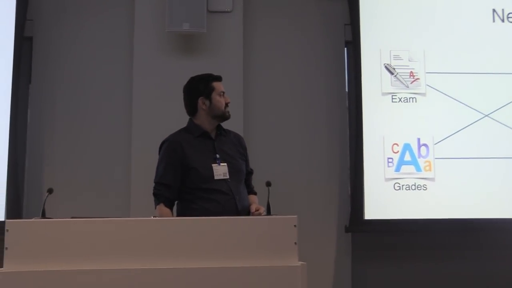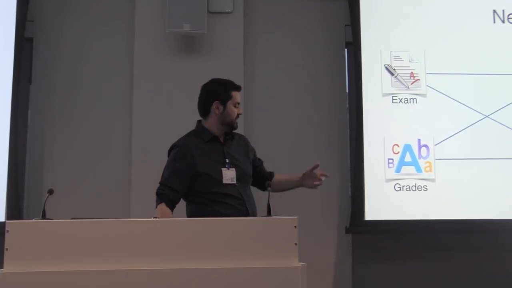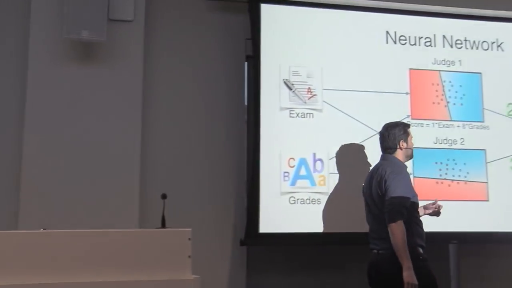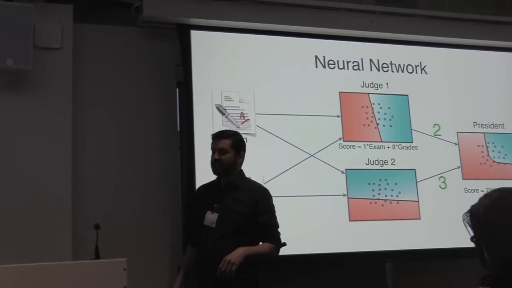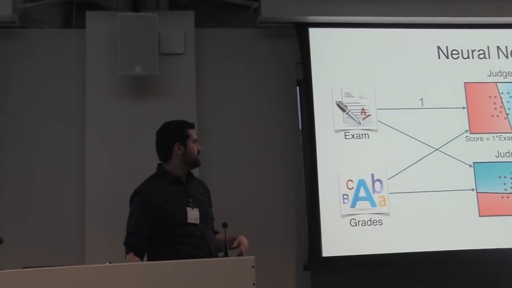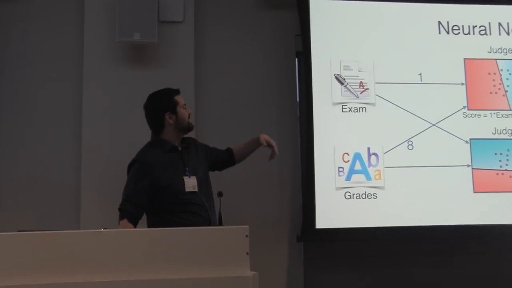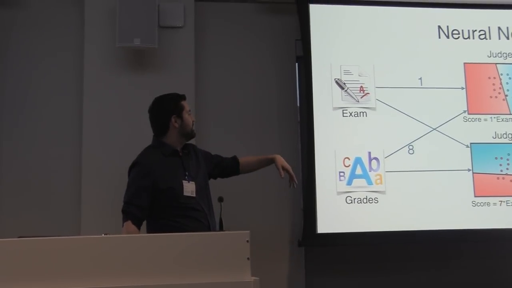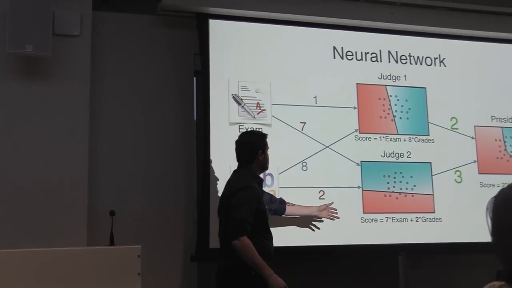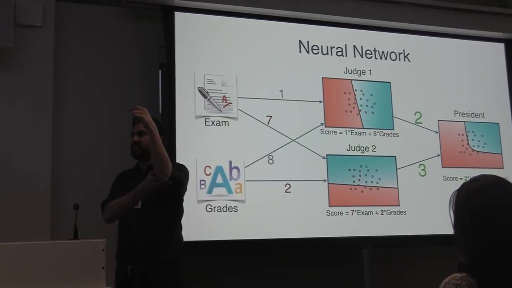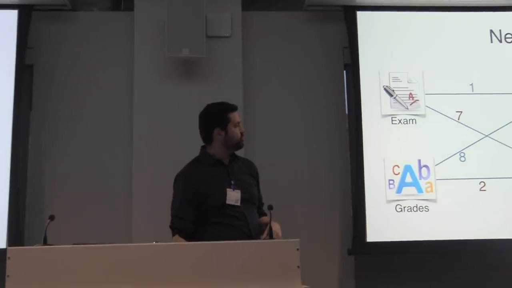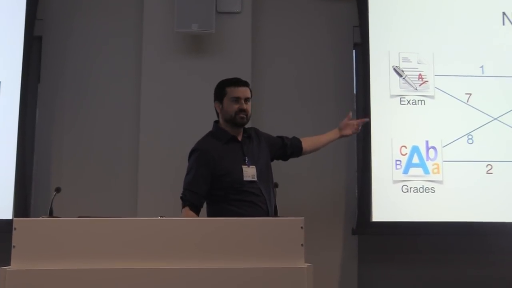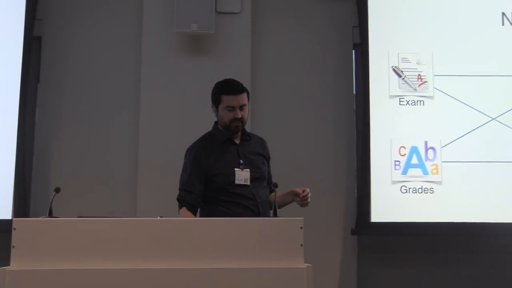Since I'm running out of time, let me be brief about this. If you have two times the score of the first judge plus three times the second one, you put the two and the three there. And if this judge is one times the exam plus eight times the grades, then you put the one and the eight there, and then you put these weights over here. So every edge has a weight based on the model that each judge picked. Those are the numbers that the weights are associated with in the neural network.